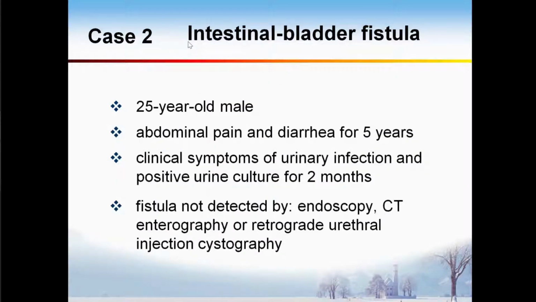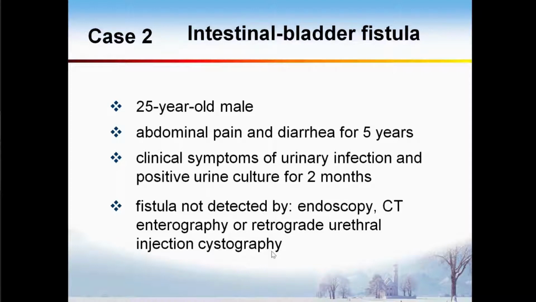The second case is also an intestine-bladder fistula, in a 15-year-old patient. The patient had clinical symptoms of urinary infection and a positive urine bacterial culture for 2 months, but the fistula could not be detected by endoscopy, by CT angiography, or by retrograde urethral injection cystography.